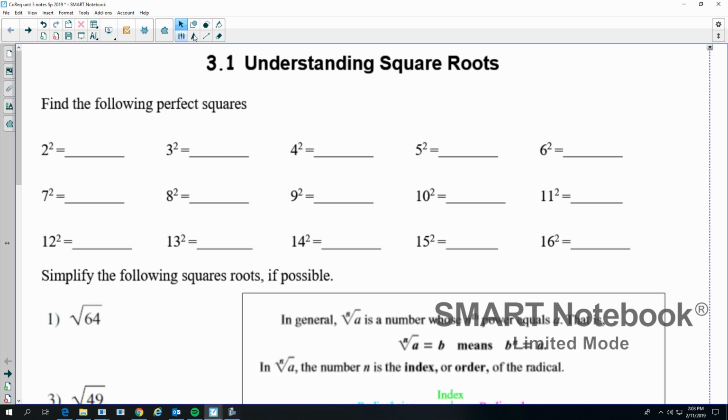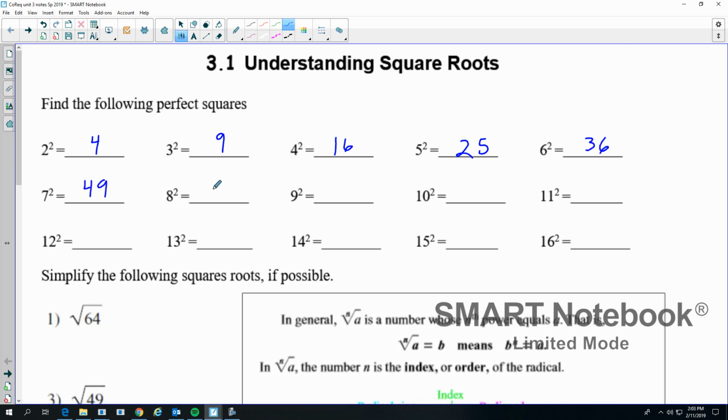Okay, so now we're gonna start looking at square roots. The first part we're gonna look at is basically the opposite of square root, which is a square. So they shouldn't be too bad. Let's see, 2 squared is 4. 3 squared is 9. 4 squared is 16. 5 squared is 25. 6 squared is 36. 7 squared is 49. 8 squared is 64. 9 to the second power is 81. 10 squared is 100. And you should definitely have those memorized, okay?